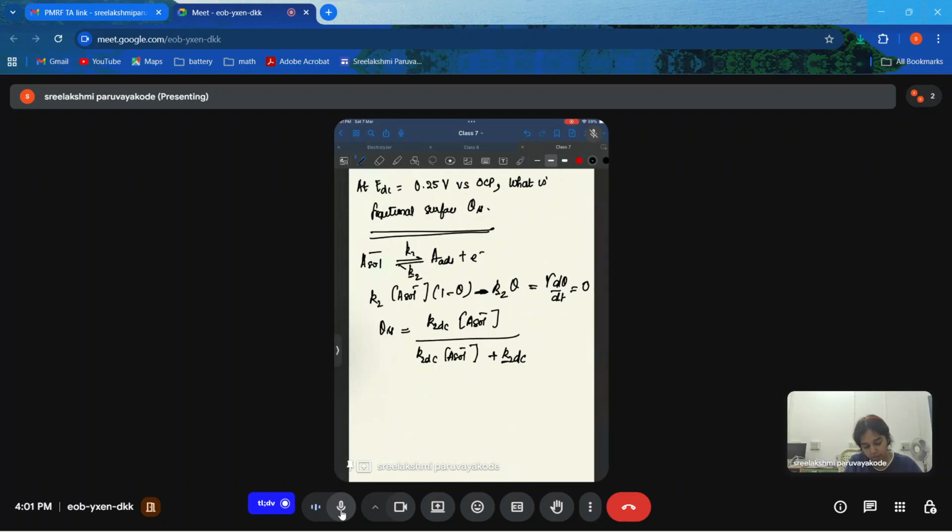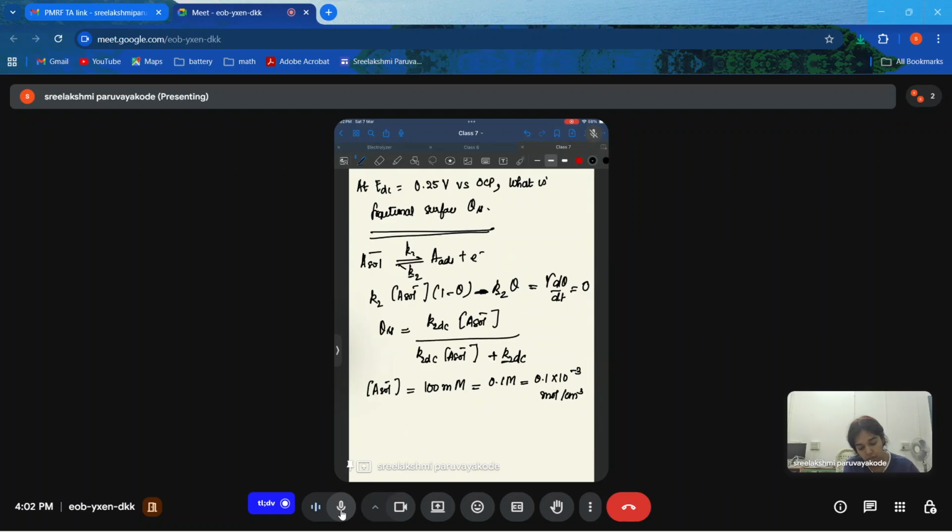So let's solve it. What is K2 DC and K minus 2 DC? What is A solution minus? A solution minus is given as 100 millimolar. So that becomes 0.1 molar, and that is 0.1 into 10 to the power minus 3 mole per centimeter cube. So we got A solution minus.